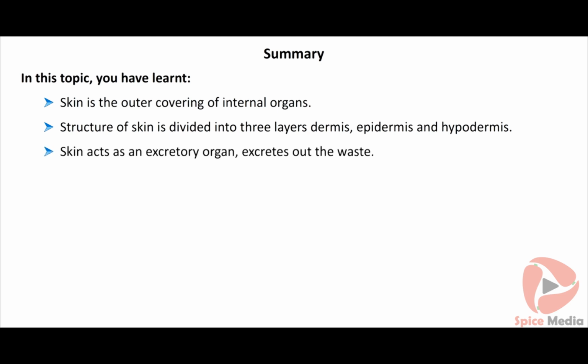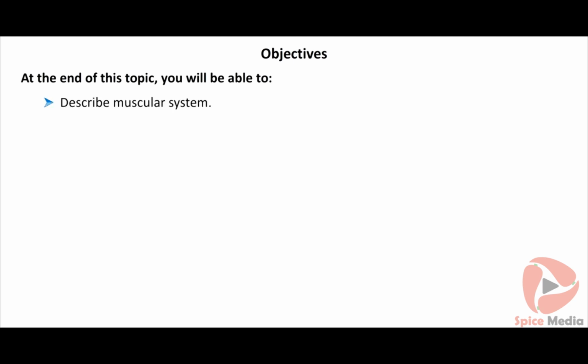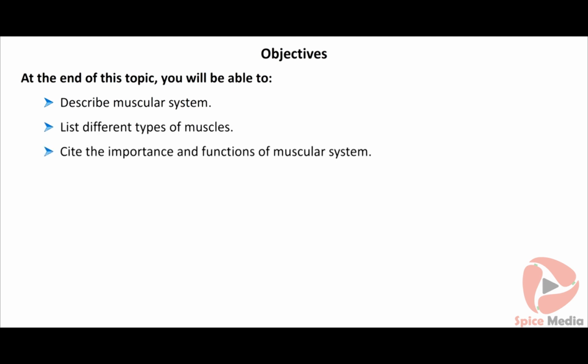In this topic, you have learnt skin is the outer covering of internal organs. Structure of skin is divided into 3 layers: dermis, epidermis, and hypodermis. Skin acts as an excretory organ as it excretes out the waste. Adipose tissue is the site of storage of fat.